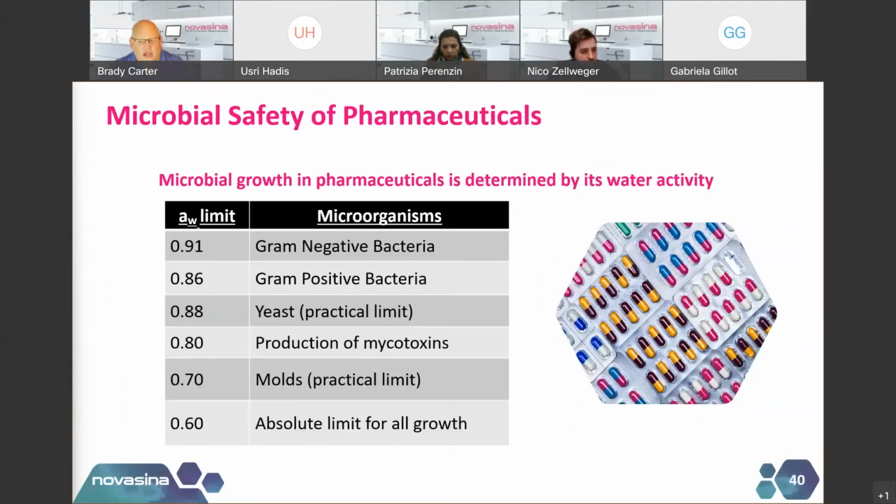And then to finish up, we have the role of water activity with pharmaceutical or with microbial safety. So again, microorganisms will stop growing at certain water activities, and it differs for each type of microorganism. We can categorize them based on certain categories. We can identify water activities that are the minimum for the group.